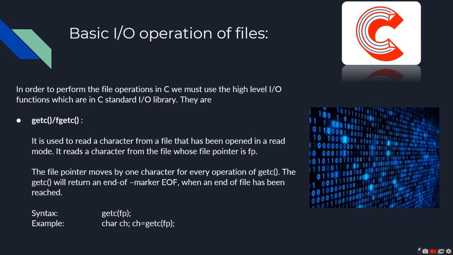It is used to read a character from a file that has been opened in read mode. It reads the character from the file whose file pointer is fp. The file pointer moves by one character for every operation of getc. The getc will return an end-of-file marker EOF when the end of file has been reached. The syntax and example are shown on the screen.